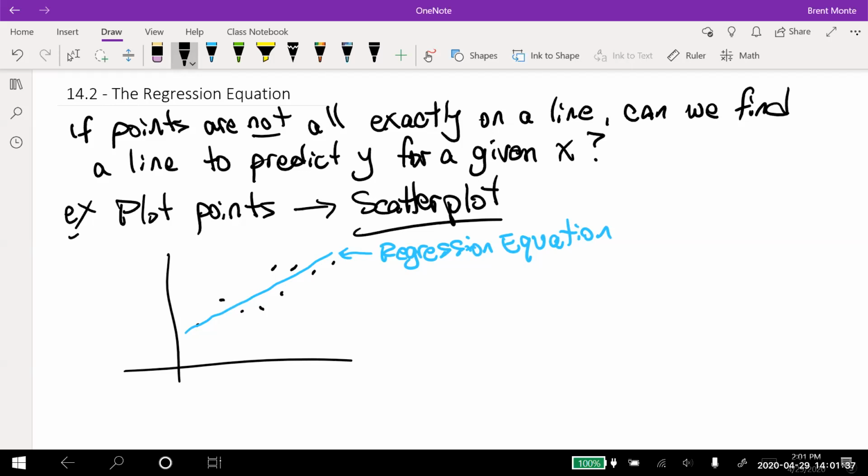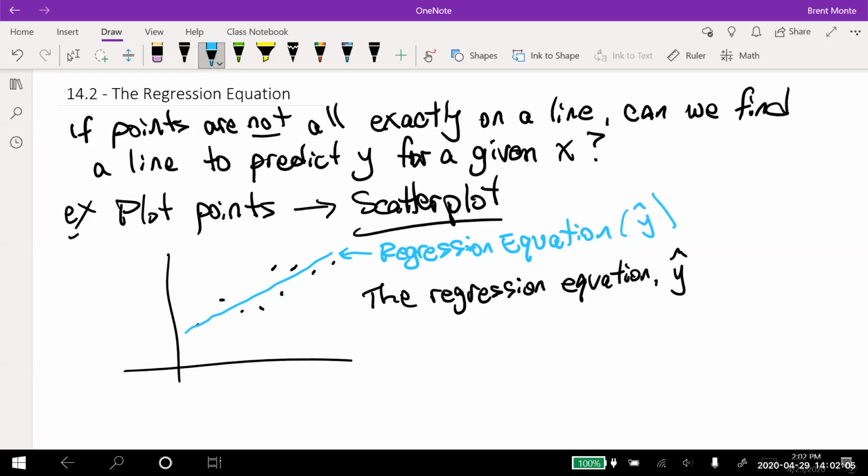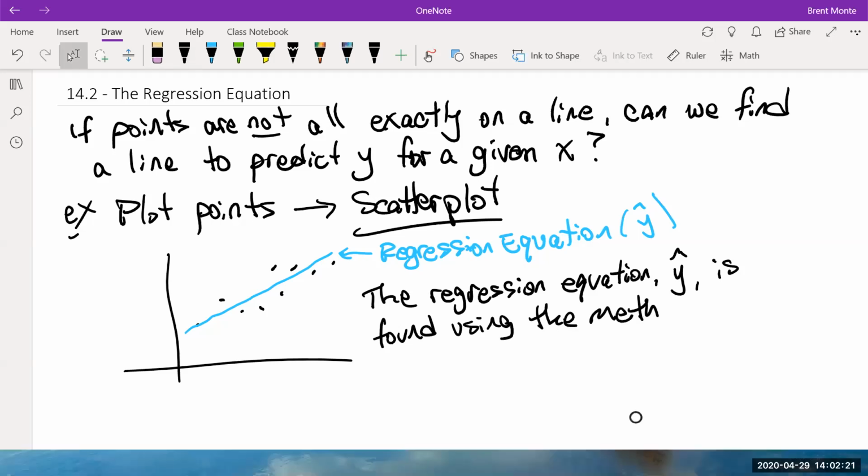Okay, so here's the idea. How do we find that regression equation? Let me give you a little bit of theory behind it. Here's what they do. The regression equation, let me even say this. They're going to call it Y, but since it's a prediction Y, they're going to use Y hat because it comes from the sample values. So the regression equation is always Y hat, just like p hat. The regression equation, Y hat, is found using the method of least squares.